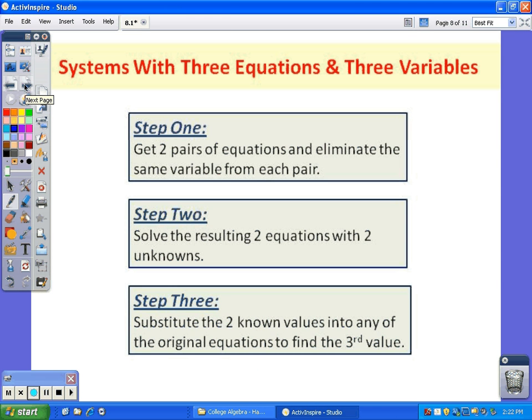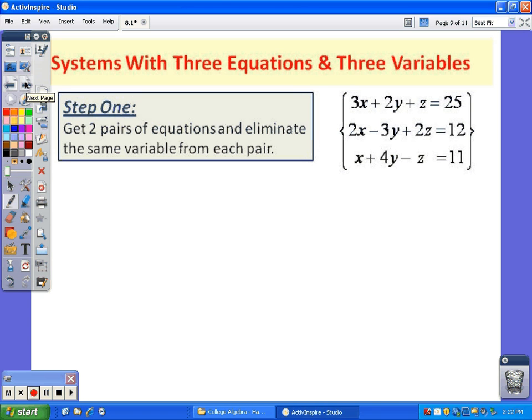Now, we're going to use the methods that we talked about for a 2x2 to expand to 3 equations and 3 variables. First step, you're going to pick 2 pairs of equations and eliminate the same variable from each pair. That will leave you with 2 equations with 2 unknowns, and you'll solve those using the method of your choice. And then once you solve those, you'll know 2 of the 3 variables, so you'll plug in to get the third variable.